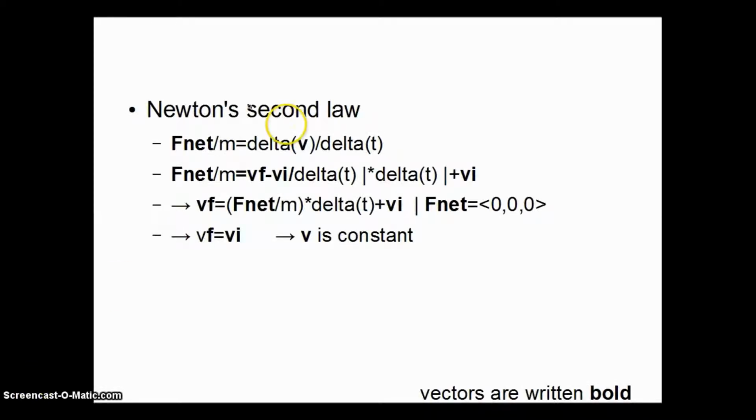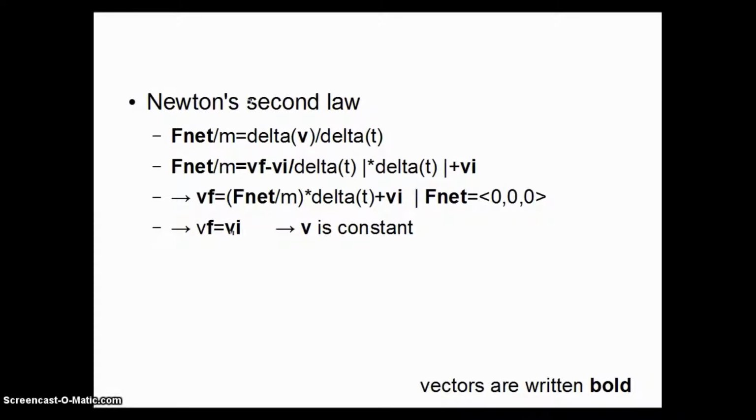This law states that Fnet over m is equal to delta v over delta t. This is the same as Fnet over m is equal to Vf minus Vi divided by delta t. Multiplying by delta t and adding Vi leads to the equation Vf is equal to Fnet over m times delta t plus Vi. If we set Fnet to 0, what we are doing when we are looking at constant velocities, Vf is equal to Vi, so V is constant.